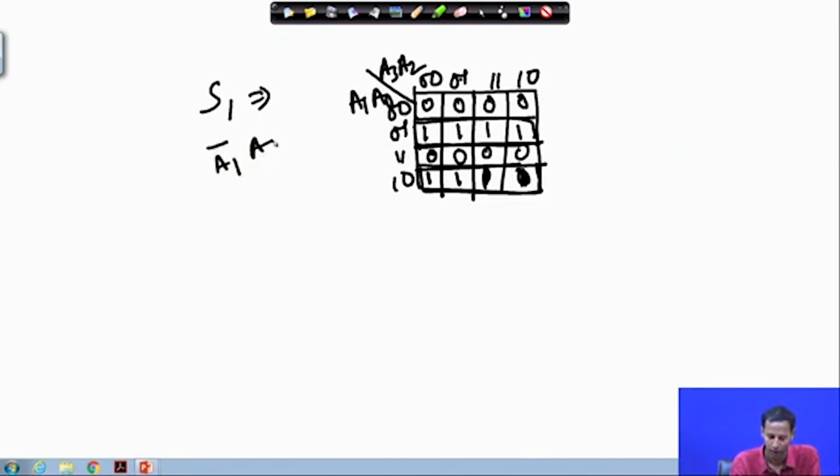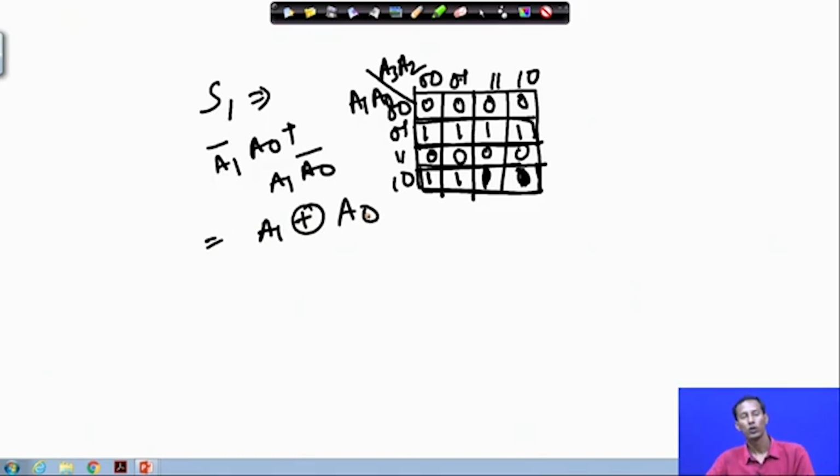A1 bar A0 plus A1 A0 bar. So this is nothing but A1 XOR A0. So the corresponding expression for S1 is A1 XOR A0. From the truth table I drew this Karnaugh map, and from this Karnaugh map I got the expression for S1.